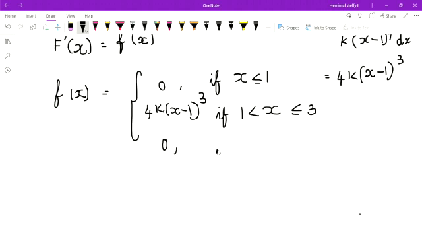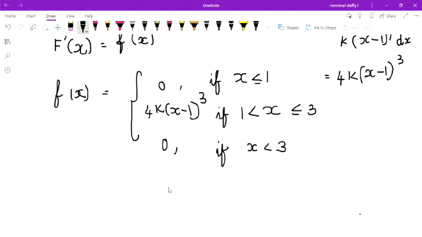Then the limit is if x is greater than 3. Okay, I got the answer for f of x.